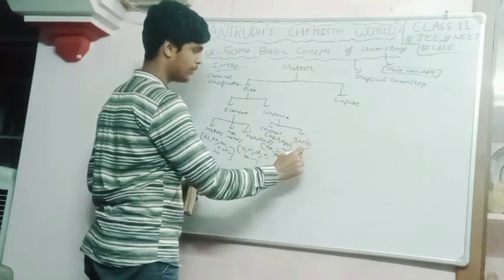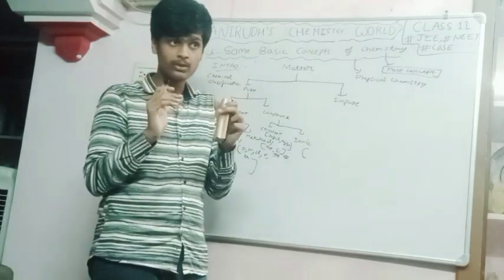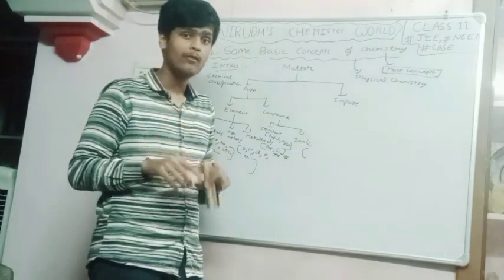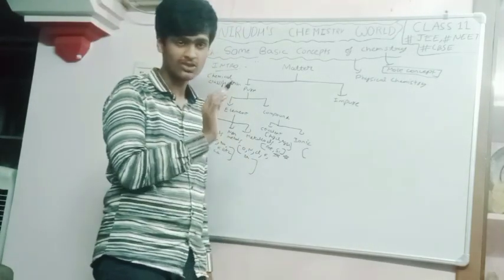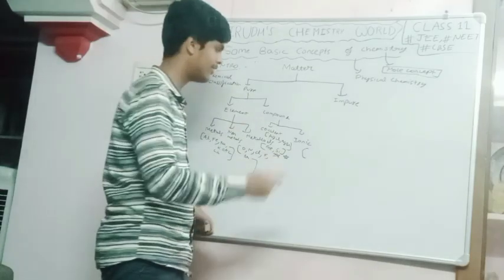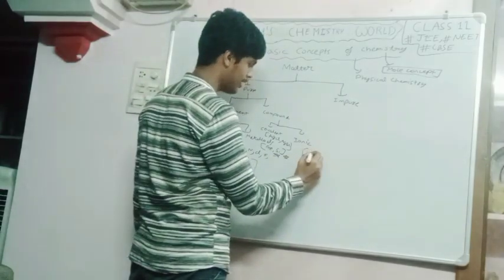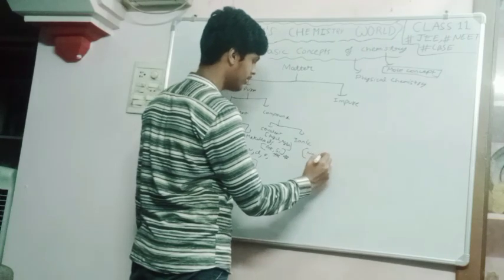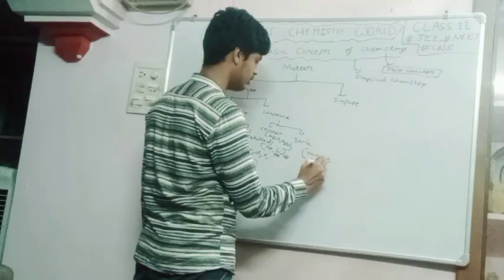Whereas ionic compounds, what is an ionic compound? The compound which is formed when the electron is transferred from a metal to a non-metal is called an ionic compound. You might have heard this in your 10th grade. In ionic compounds you will be having NaCl, KCl, and AgBr also.